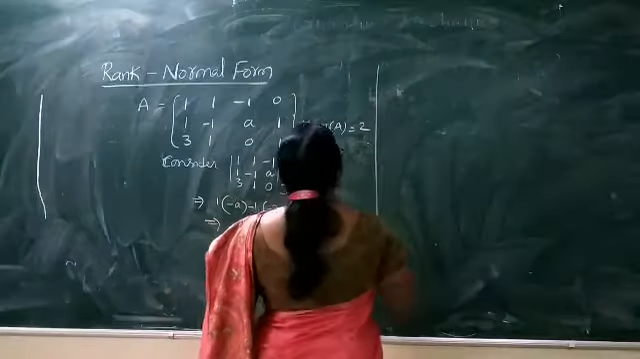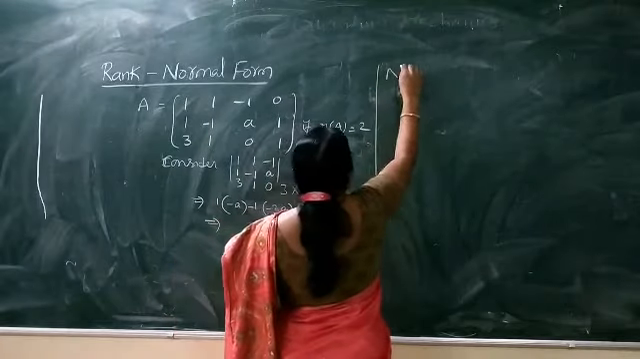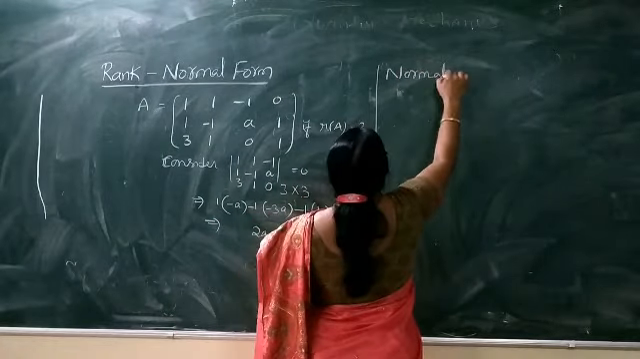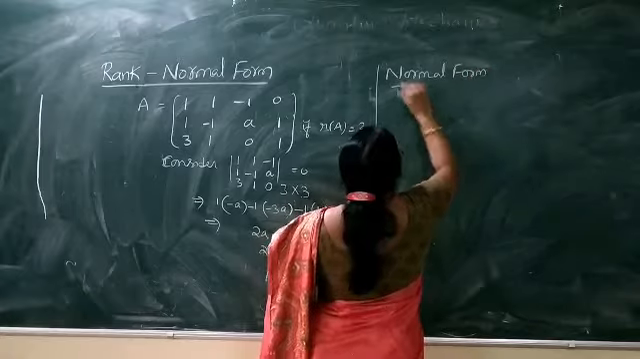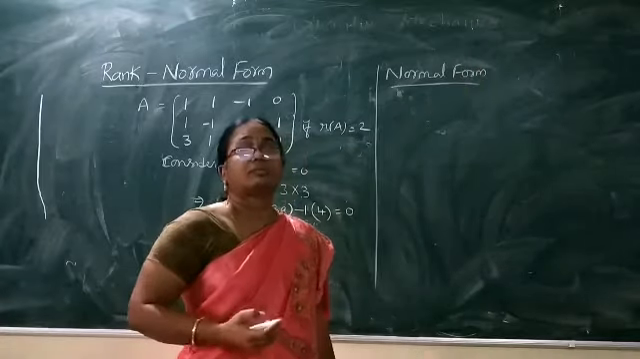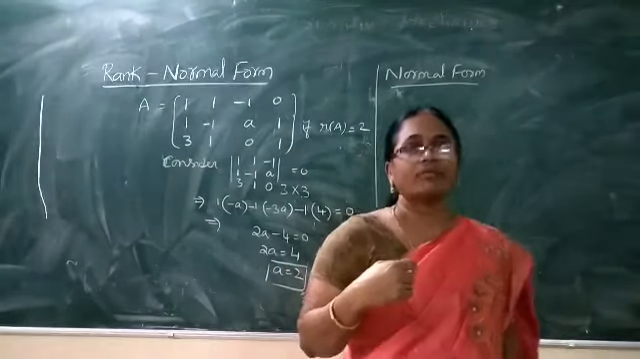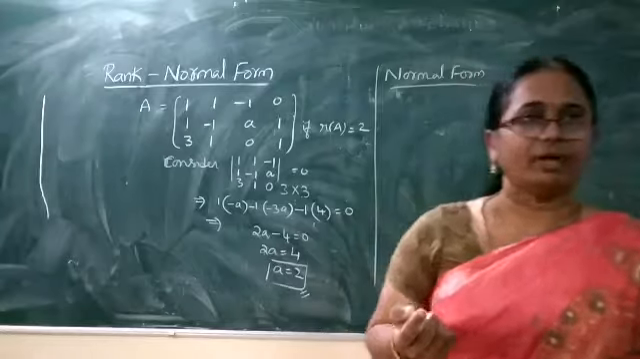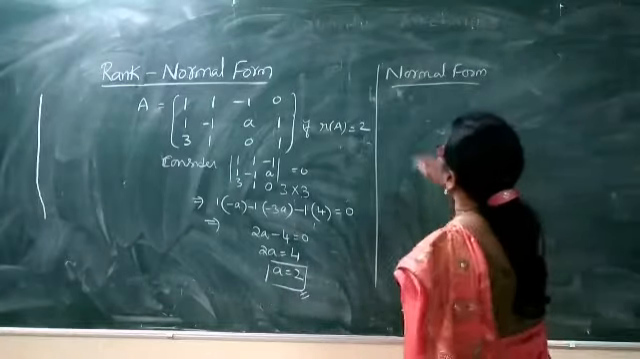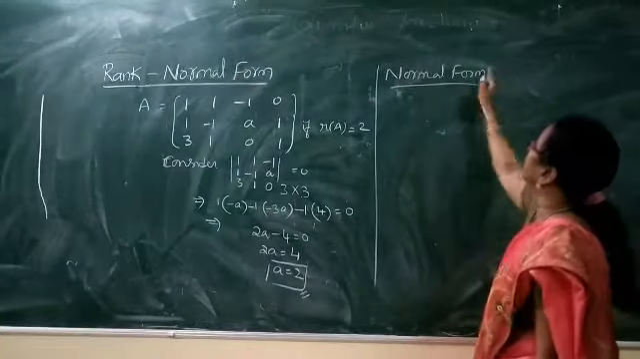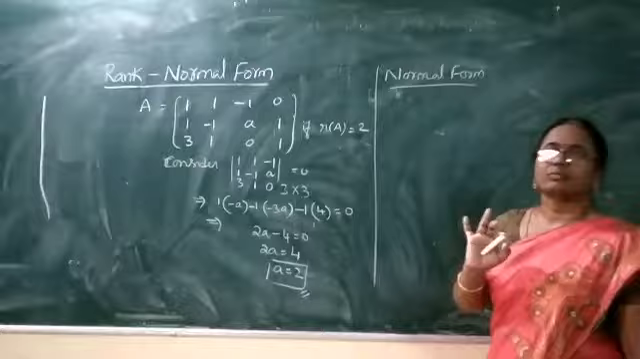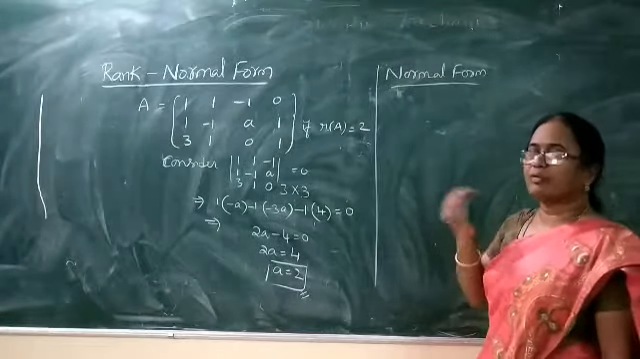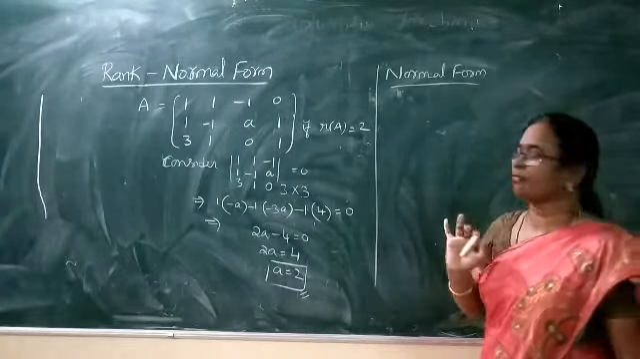Now let us continue our discussion to the normal form technique. So now we are going to discuss what is the normal form, and by normal form how can we find the rank of any given matrix. Let me now explain through an example what is the normal form. What is the normal form? When do we say that any matrix is in the normal form?